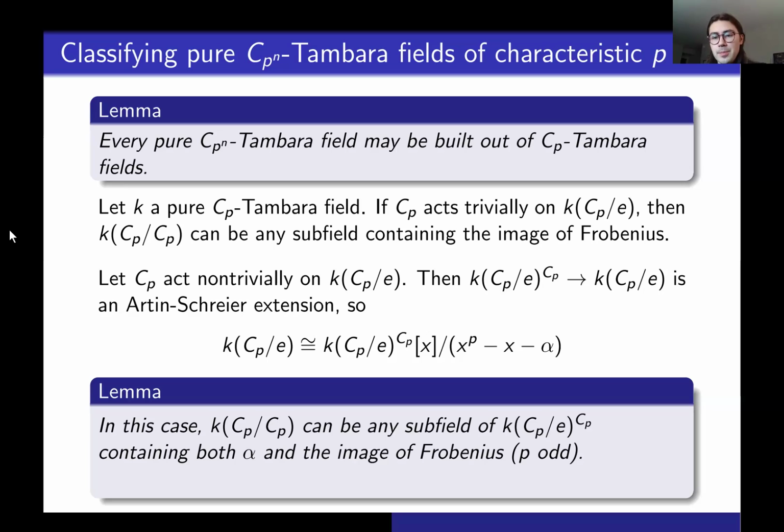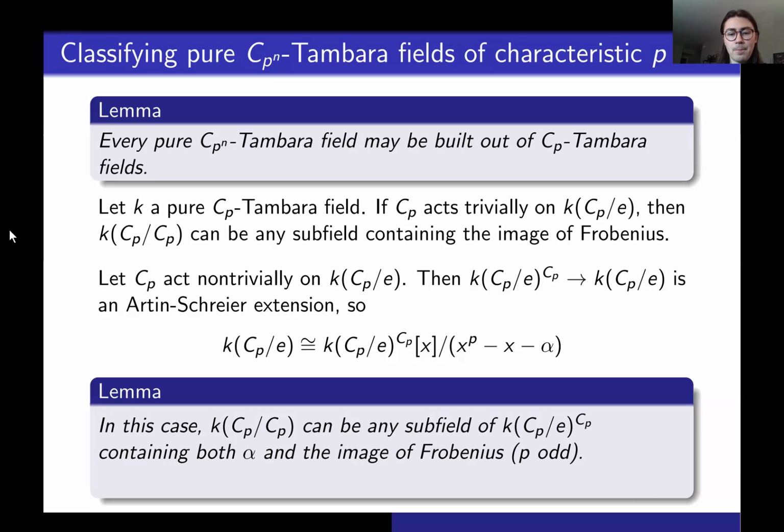And the transfer is forced to be 0 by the double coset formula, and the fact that the transfer of x is the coefficient of the x to the p minus 1 term. When p is odd, this coefficient is 0. The transfer is an additive homomorphism, so that's enough to say that the transfer completely vanishes. However, when p is 2, the x to the p minus 1 term is minus 1. It's no longer 0. So now the transfer is not going to be the 0 map.